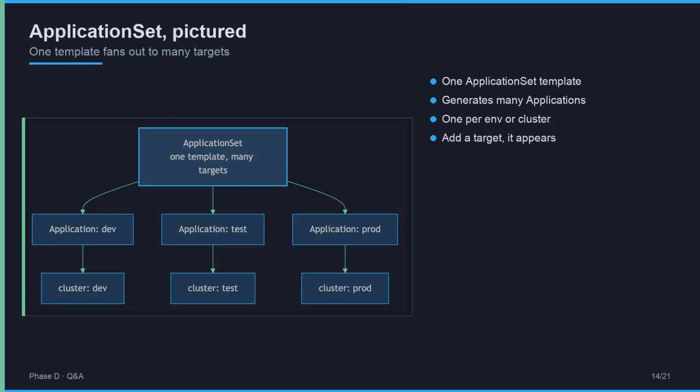See it fan out. One application set, defined once, generates an application per environment, dev, test, prod, each pointing at its own cluster or overlay. Add a new environment to the list, and a new application appears automatically. This is how teams scale GitOps across many targets without copy-pasting application definitions.